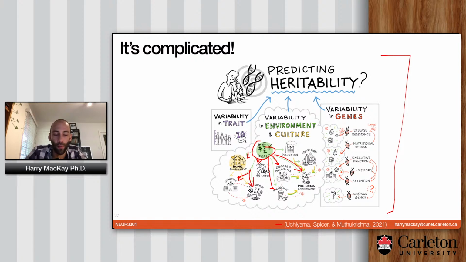But this all is sort of superimposed on genetic variation. These things are all linked. Disease resistance, nutritional uptake, executive function, memory, attention. These depend on your schooling and what type of resources you have. Your disease resistance depends not only on what you're exposed to in terms of diseases, but also what you've been nourished with. The whole thing is all very interwoven and very complicated.